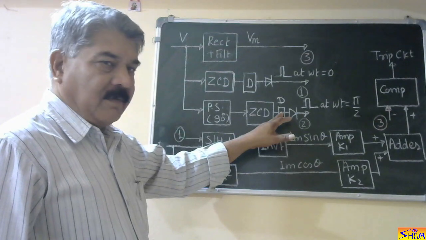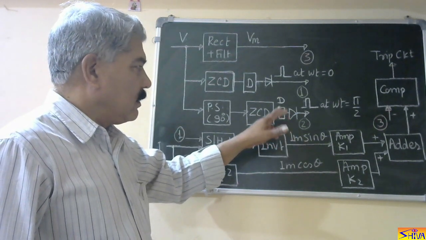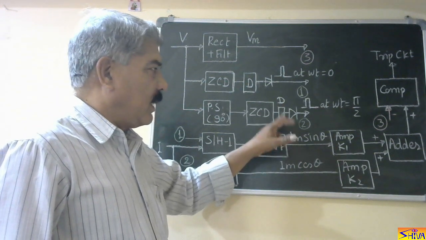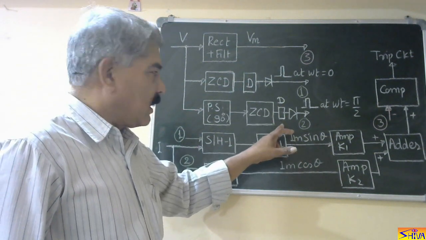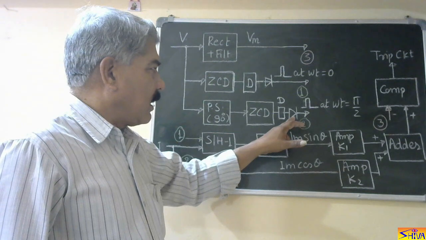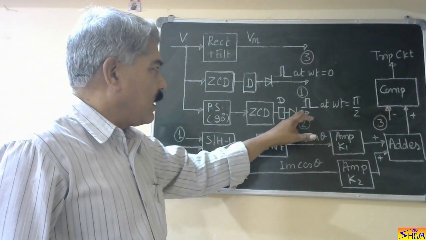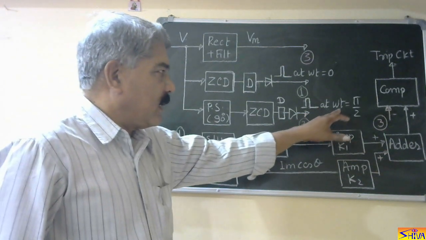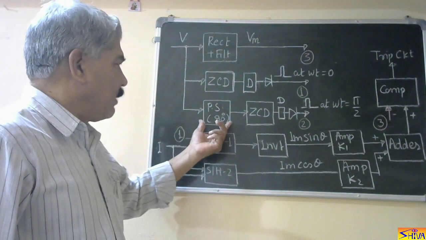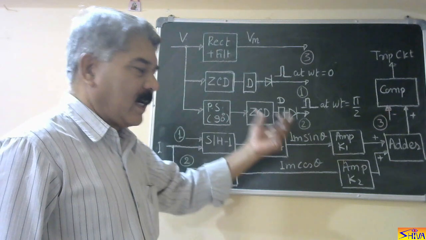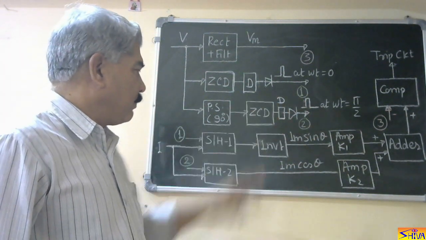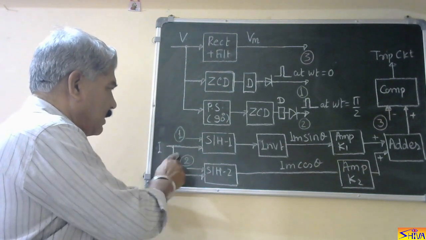Now the differentiator will generate the samples or pulses at positive going and negative going of the zero crossing detector. Negative pulses are eliminated by using this diode. So we are getting a pulse at omega t equal to pi by 2, because we are giving the phase shift of pi by 2, that is 90 degrees. Let us say this signal is signal number 2, this is signal number 1. Now this is the current signal.